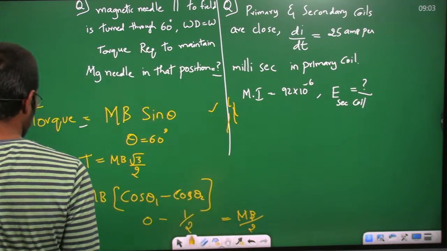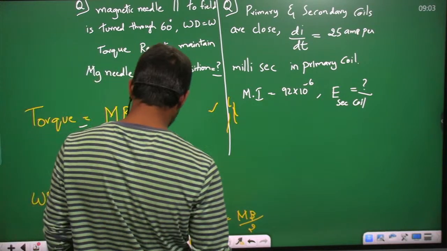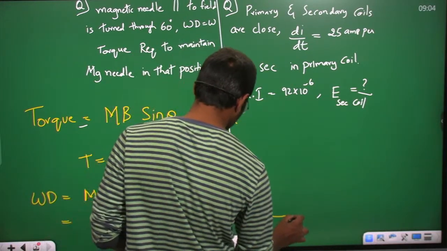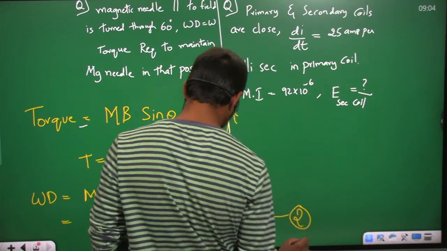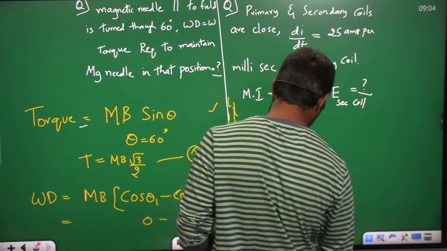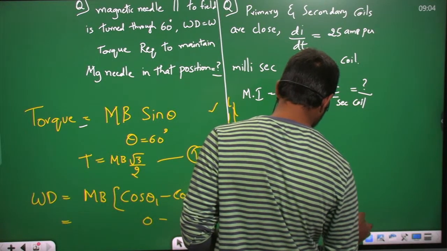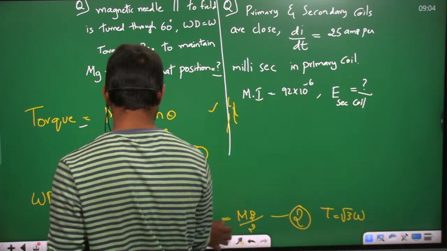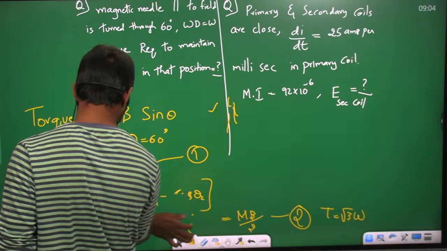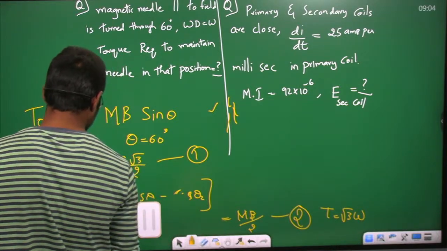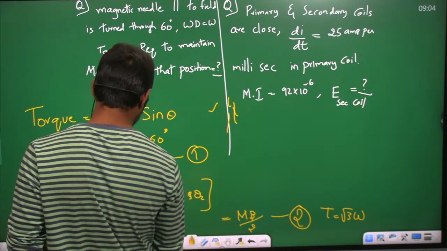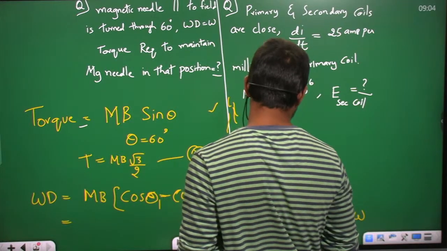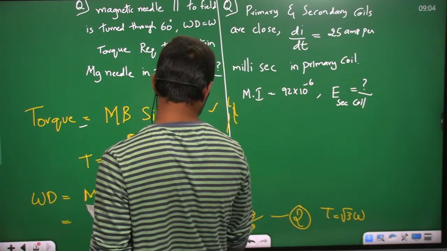So here mB, from equation 1 and 2, we can make out torque is equal to root 3W. So use the formula and you will get torque required is equal to root 3W.